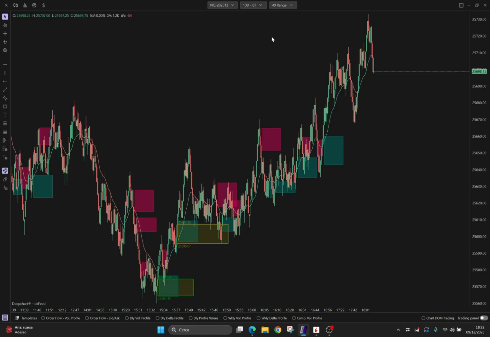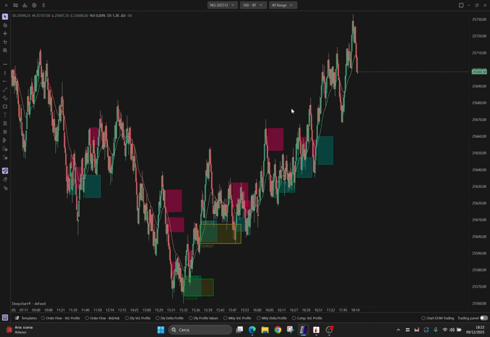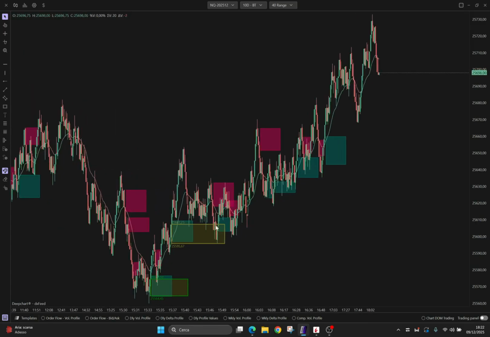Okay, it's meant for the 40 range. I studied it for the 40 range. You need to use it on the 40 range. I used this today as a confluence, and it gave me amazing areas here. You see, the market is bouncing on it and rejecting, bouncing and rejecting. Unfortunately, this one is unfilled.